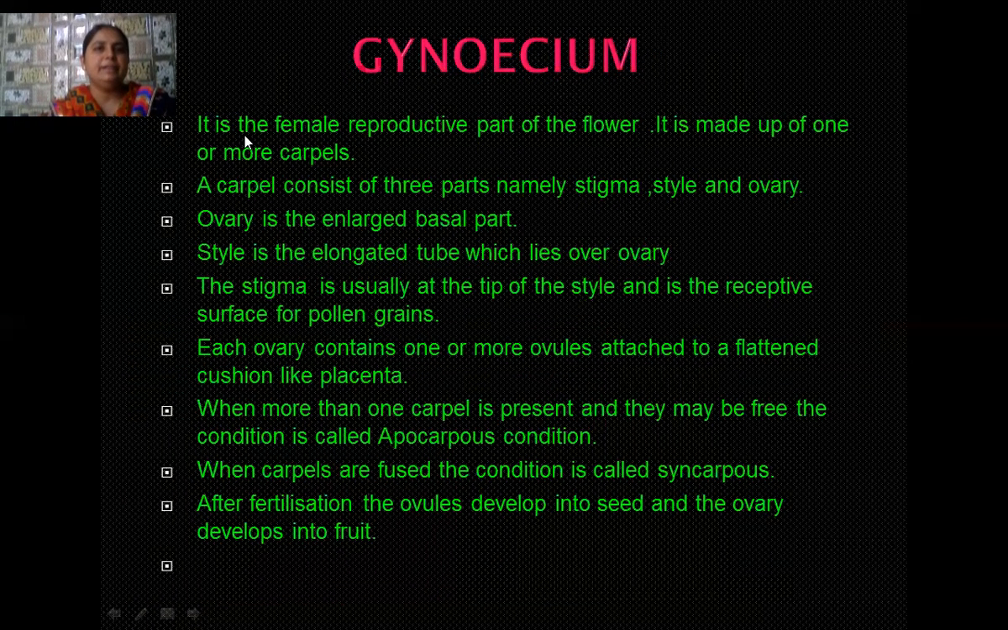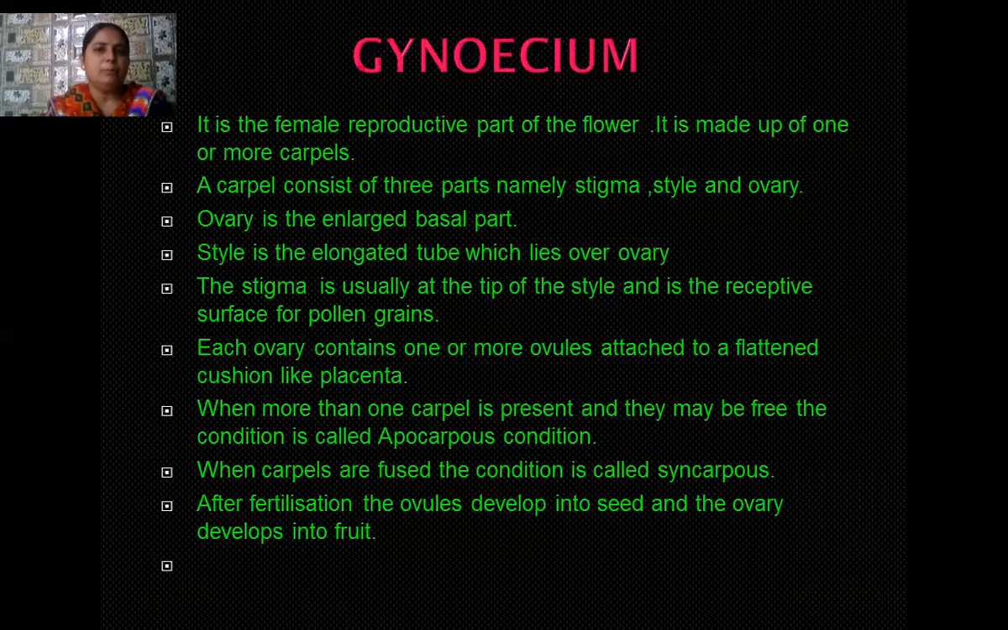Okay, students, here I have written some description regarding the gynoecium. You know very well, gynoecium is the female reproductive part, and it is the innermost fourth whorl of the flower. It contains many carpels or pistils. Sometimes one carpel is present, sometimes so many carpels are present.